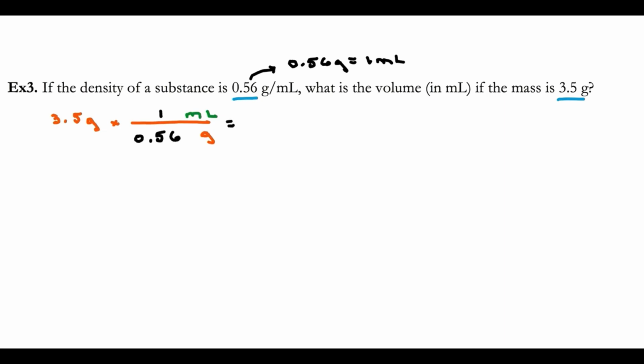Okay? So now I want to figure out my answer. So I'm going to take 3.5 and divide by 0.56. And what I get is 6.25. Okay, and my units are mLs. Now I've got to figure out my sig figs. So 3.5 has 2 sig figs. This density here, 0.56, has 2 sig figs as well, which means that my final answer needs 2 sig figs. So I'm going to round this, and it's going to become 6.3 milliliters.